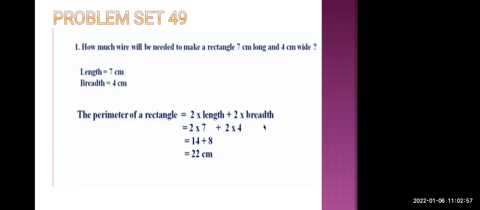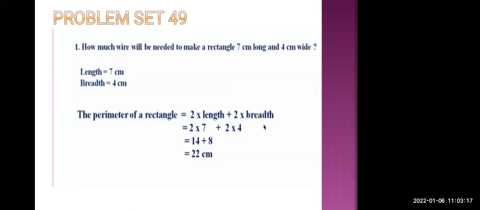So long means length. See, long means length, wide means breadth. Don't get confused regarding long or wide. तो teacher ने नहीं सिखाया. But I am informing you, long means length and wide means breadth. So what is given first we will write over there.